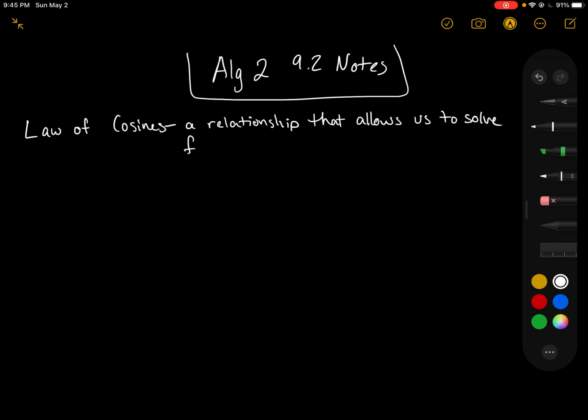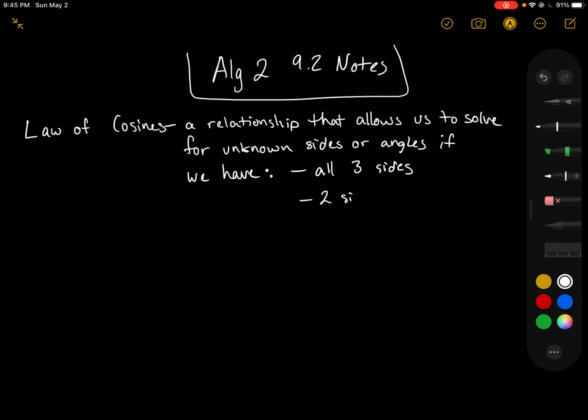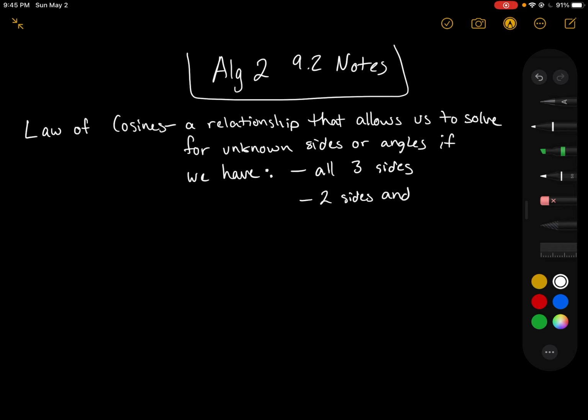It's a relationship that allows us to solve for unknown sides or angles if we have two options here. We can either have all three sides or two sides and an included angle.